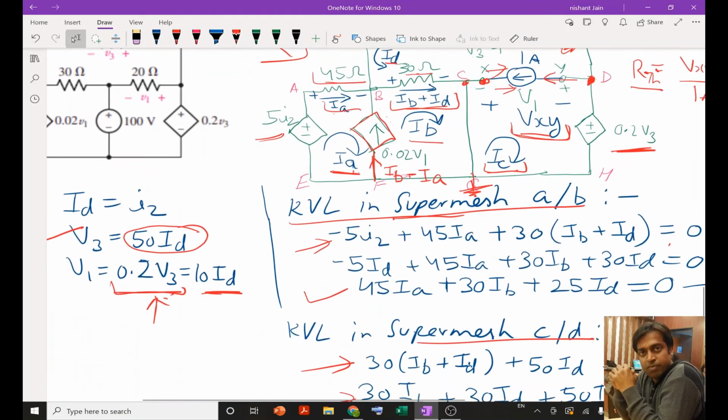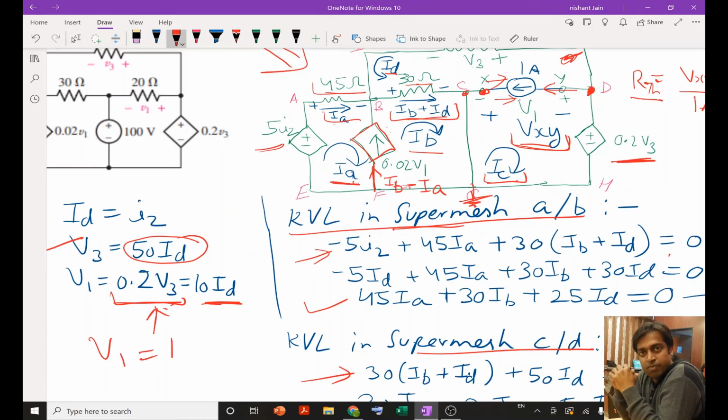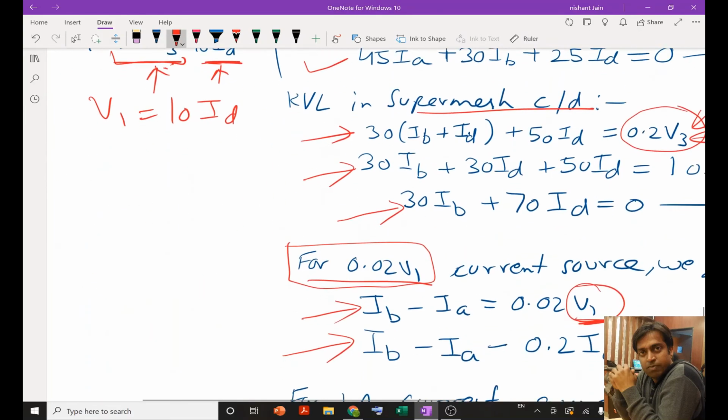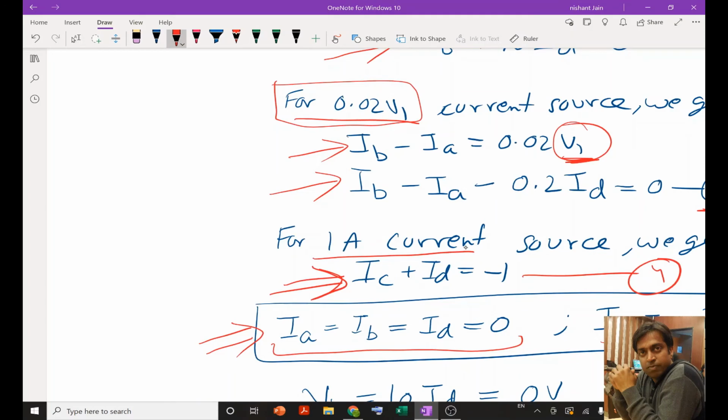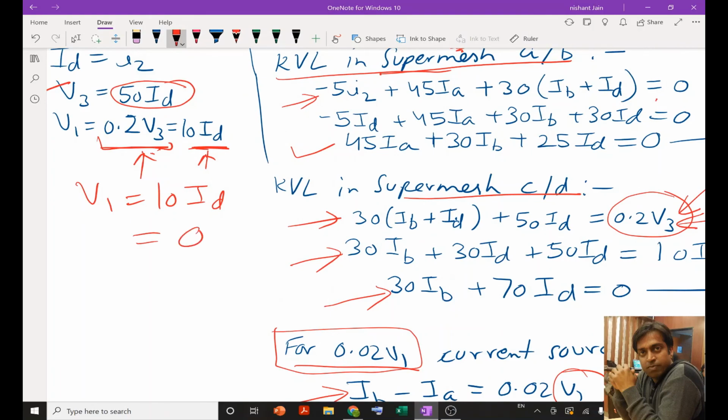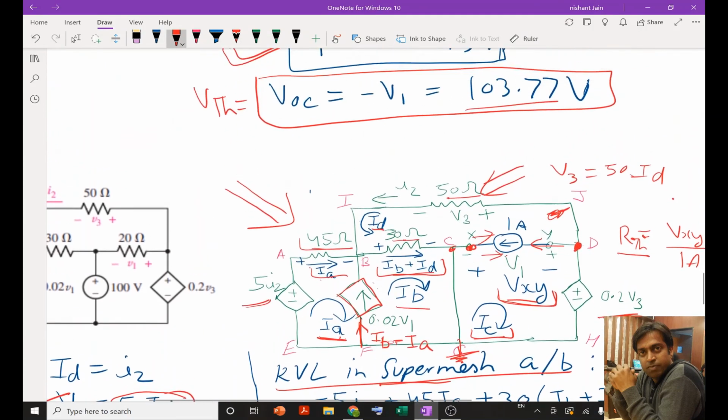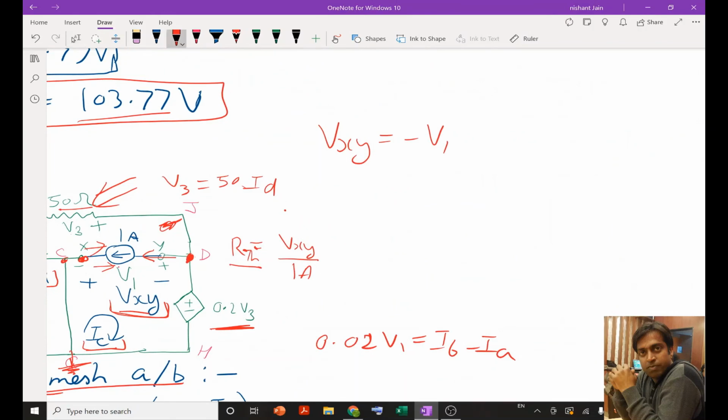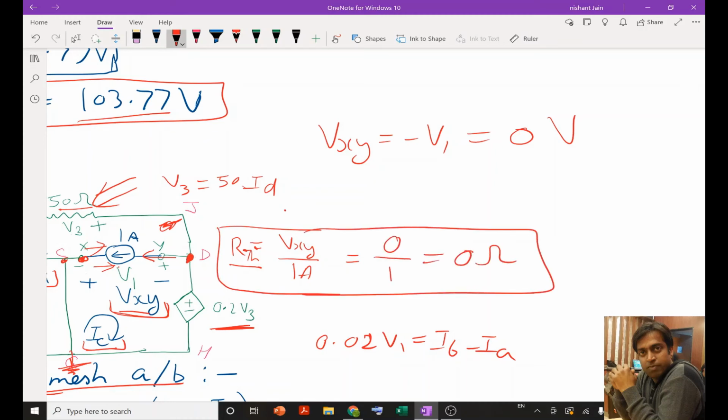We already determined that V1 is equal to 10 ID, right? So the value of ID that is obtained is 0. So it means that our V1 is also going to be 0, and if it is 0, then our VXY is also going to be 0. So our VXY is 0. Now if I substitute the value of VXY in this equation, then I will get 0.1, meaning 0 ohm. It means that my RThevenin resistance is coming out to be 0 ohm.